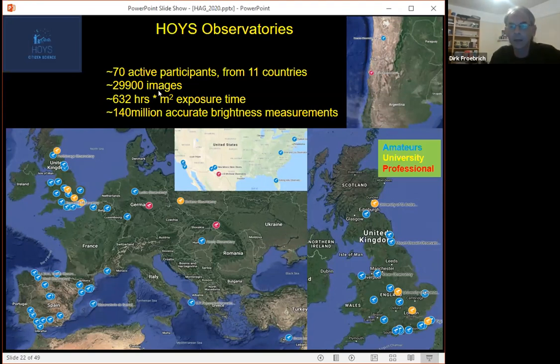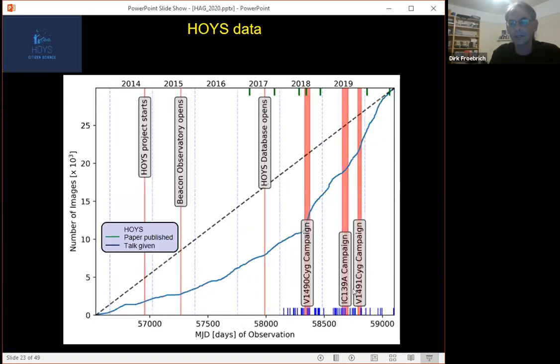We are getting closer and closer to having 30,000 images submitted to the project. And we've now made about 140 million brightness measurements of stars in those pictures, which we can analyze. This is just a chart showing over the years how many pictures we accumulated. I updated this yesterday. So hopefully by next week or even by Sunday, we're going to break the 3,000 picture limit.